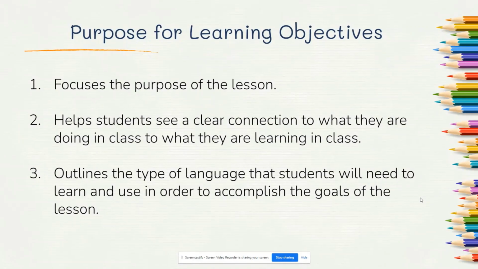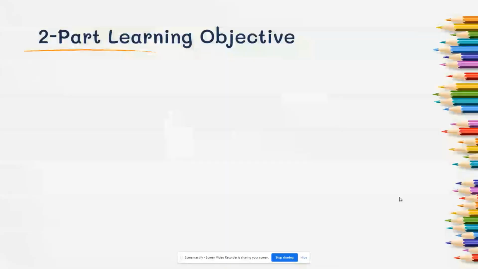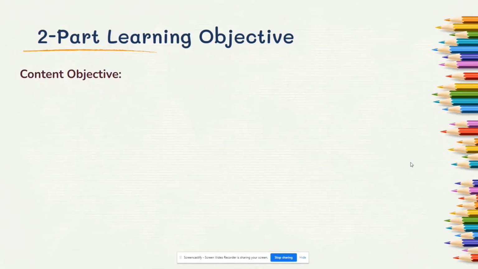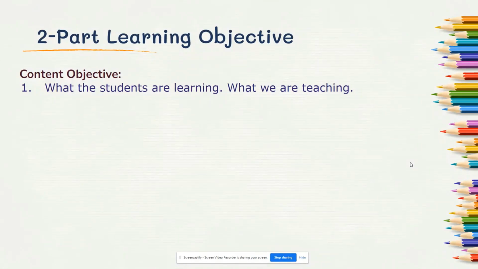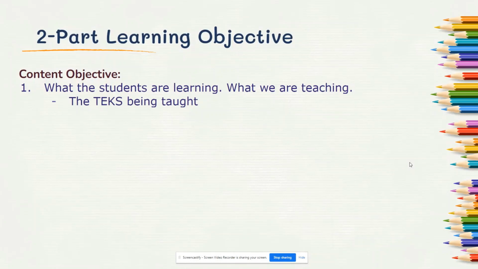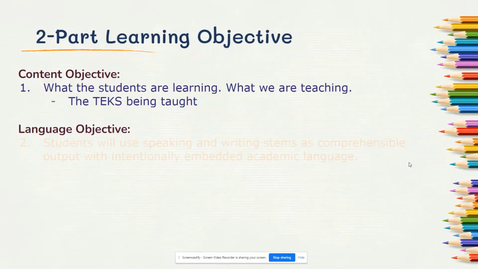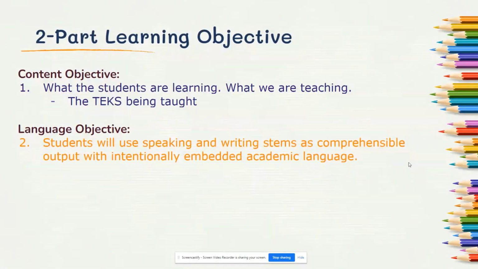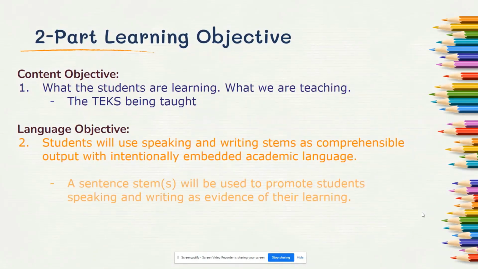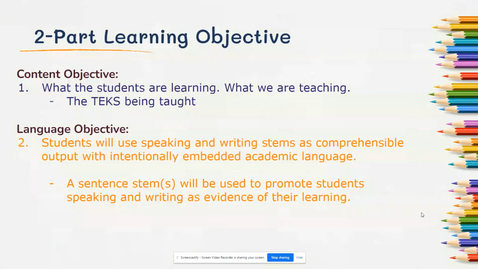So let's do a couple of things. Let's look at the structure of the CISD standard for our two parts, content and language objectives. The content objective is what the students are learning, what we as educators are teaching. Essentially, these are the TEKs that are being taught. The second part is considered our language objective. Students will use speaking and writing stems as comprehensible output with intentionally embedded academic language. What we are doing here is that the teacher provides a sentence stem that will be used to promote students' speaking and writing as evidence of their learning.